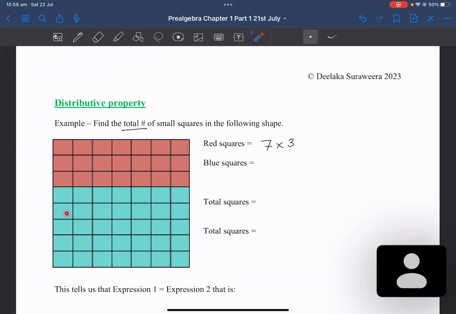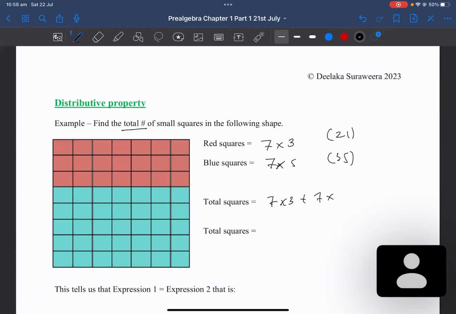7 times 5, which is 35. Yeah, good. It's 35, but I'm going to leave it as 7 times 5. The total for red is 21. The total for blue is 35. I'll leave that. The total doesn't matter too much. But to get the total, we can add the blue and the red together, right? 7 times 3 plus 7 times 5.